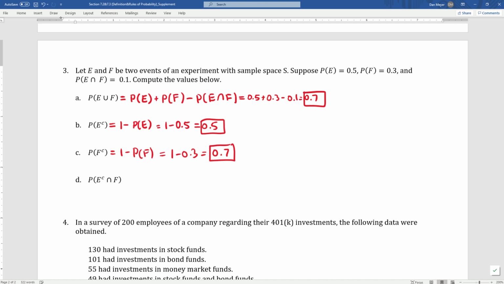And then finally, the probability of E complement intersect F. There is a formula that might work. It would look something along the lines of the probability of E complement plus the probability of F minus the probability of their union.